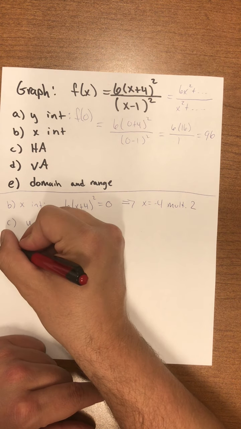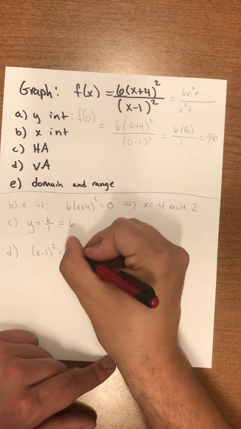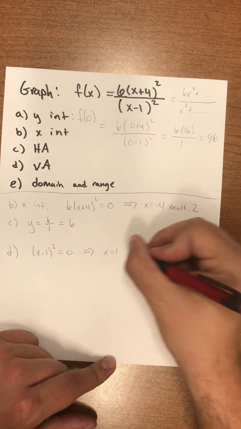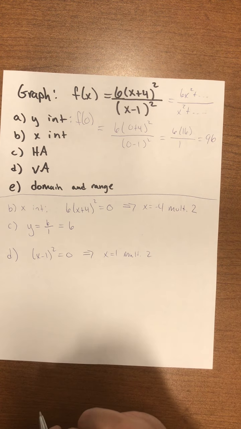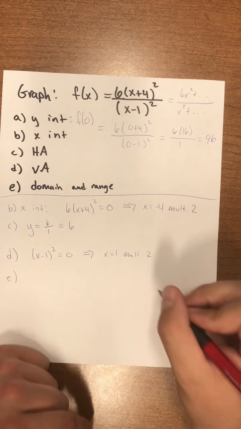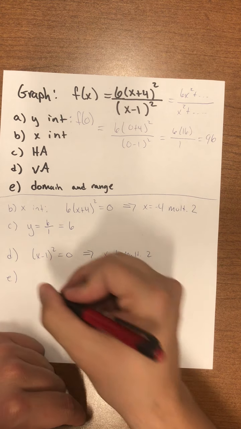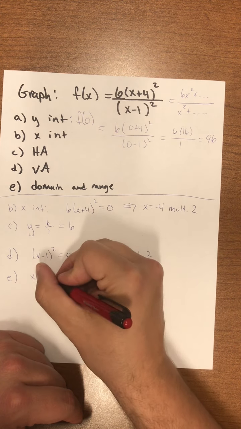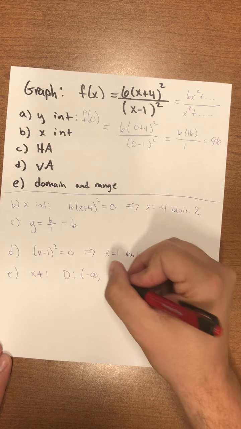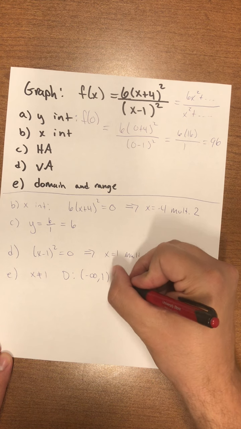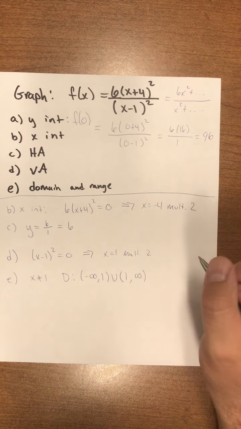Now we have a single VA, and that comes from setting x minus 1 squared equal to 0. That's the denominator. So x equals 1 is a VA, and it has a multiplicity of 2. So it has an even multiplicity. And then the domain and range. The domain excludes any roots of the polynomial in the denominator. So x cannot equal 1. Let's write that in interval notation: negative infinity to 1, parentheses, union, and then 1 to infinity.